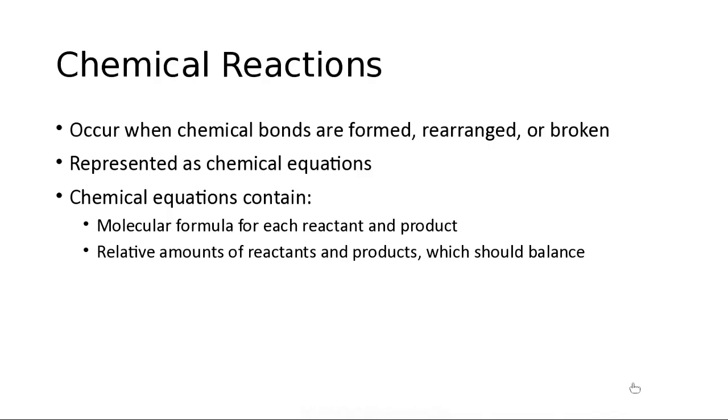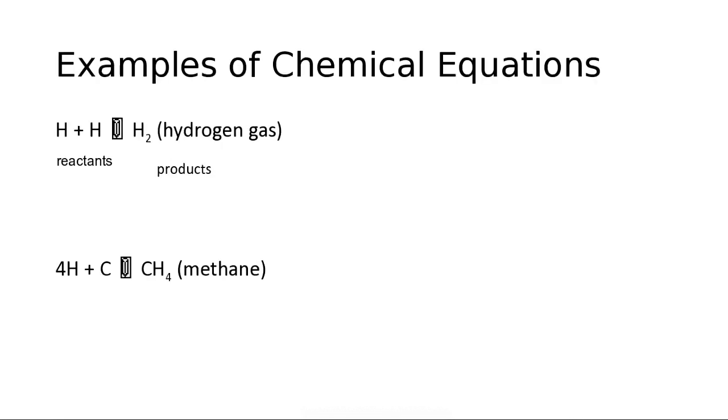Okay, chemical reactions occur when chemical bonds are formed, rearranged, or broken. And we represent them as a chemical equation, which has a molecular formula for the reactant and the product. So here we have the reactants, and this should be an arrow, but it didn't translate very well. Two hydrogens become hydrogen gas, which are the products. Or four hydrogens and a carbon become methane.